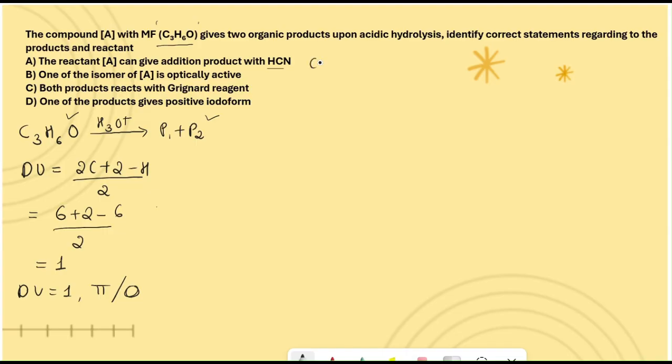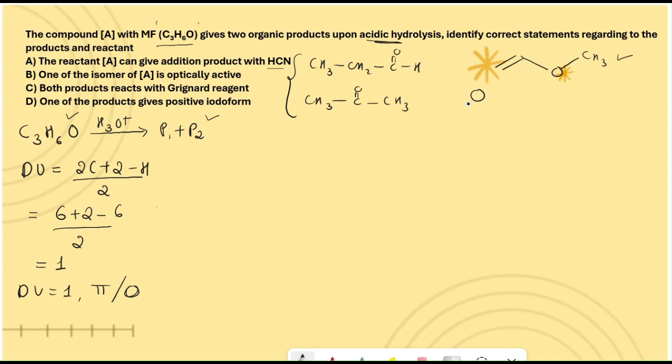So there are 3 carbons. CH3CH2CHO is an aldehyde, or it can even be a ketone. A ketone is a functional isomer of the aldehyde. Or it can be a pi bond with an oxygen and methyl, because it's an ether. Why did I write ether? Because the question says acidic hydrolysis. We know ethers easily undergo acidic hydrolysis, but not aldehydes and ketones. So maybe this can be the reactant.